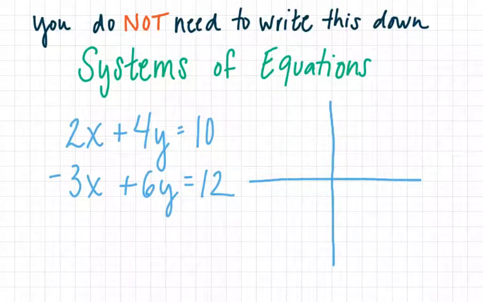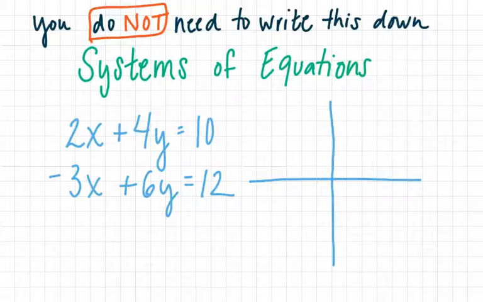Now notice this blurb up here at the top that says you do not need to write this down. This is just an introduction to what we're doing this week. So I have two equations here, hence it's called a system of equations. So when you see this, you're probably thinking, oh, that's easy. I go to the calculator, I press menu, algebra, systems of equations. Well, that's how you can do it if you have calculators.